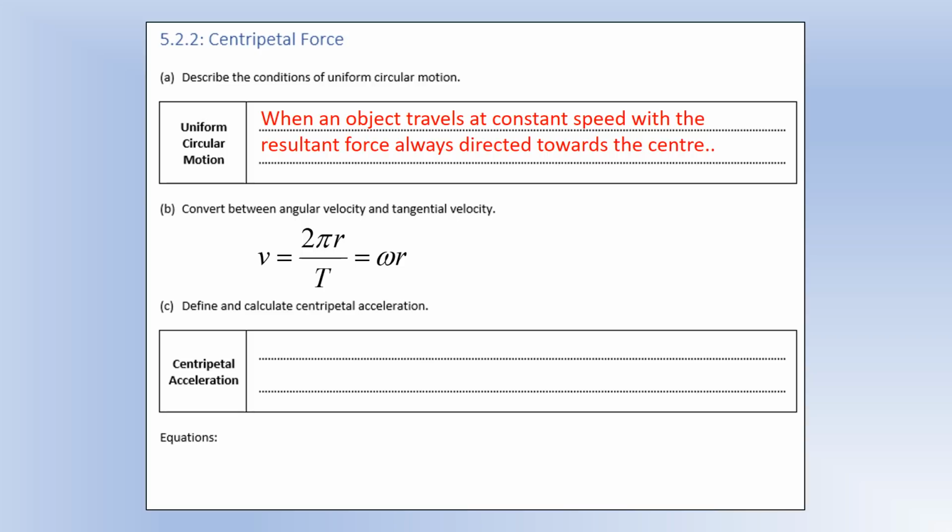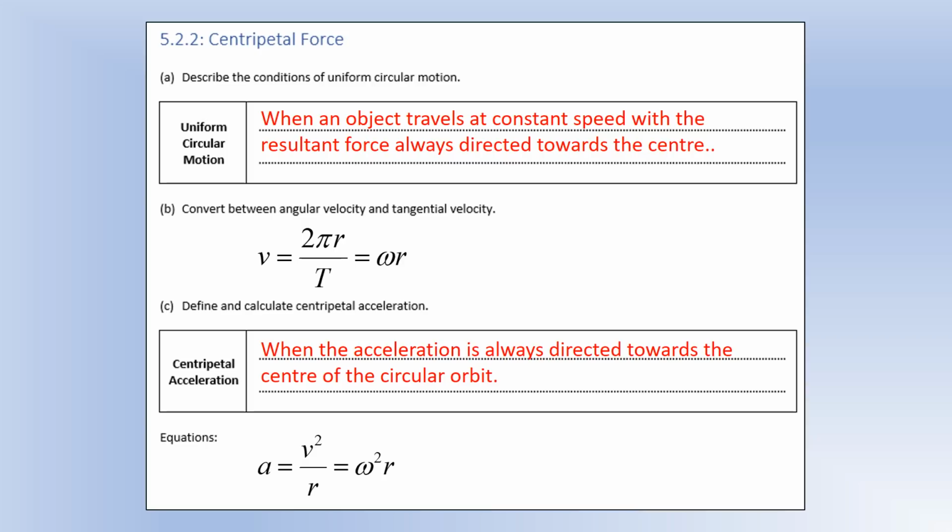So now we're going to describe something called centripetal acceleration and see how we can calculate it. You get centripetal acceleration when the acceleration is always directed towards the center of the circular orbit, which means the resultant force also has to be directed towards the center. That's what Newton's second law tells you. They have to be in the same direction. And we can calculate it using this equation. So we need to know either the tangential velocity or the angular velocity and the radius.